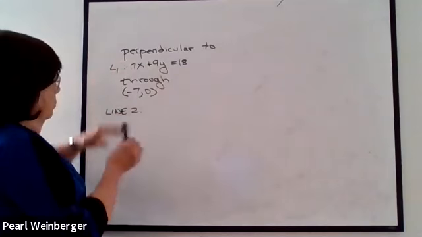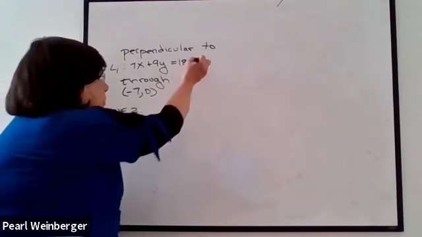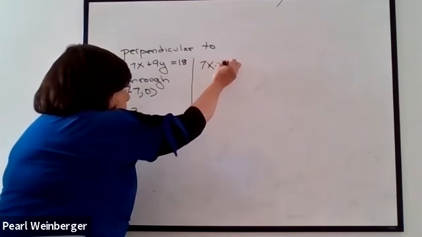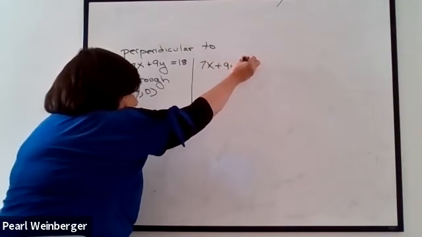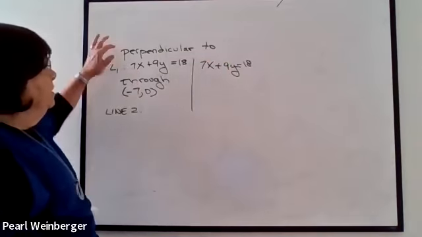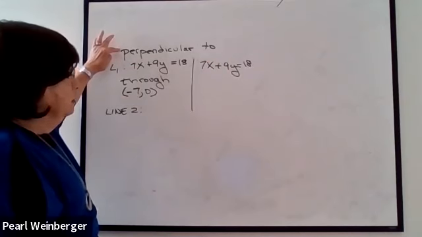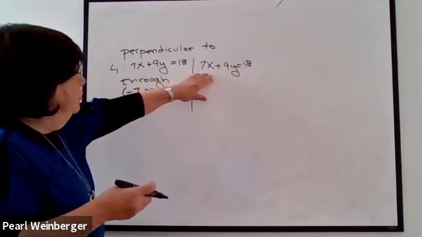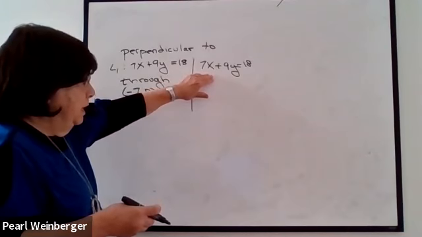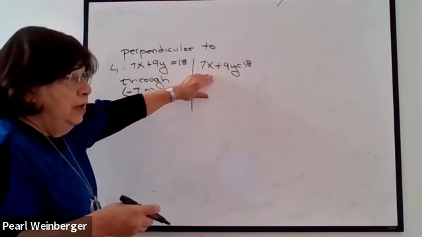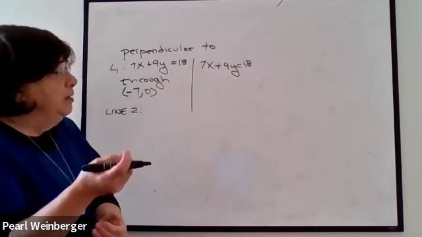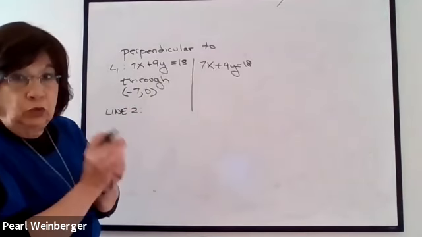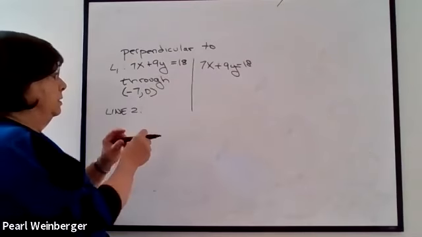So we go to our first line, which is the line 7x plus 9y equals 18. And we remember the fact that the lines are perpendicular means that their slopes are opposite reciprocals. I have to find the slope of my first line. And then in order to figure it out, I'll take that slope. It's not going to be the same slope because the lines are not parallel. It's going to be the opposite reciprocal.